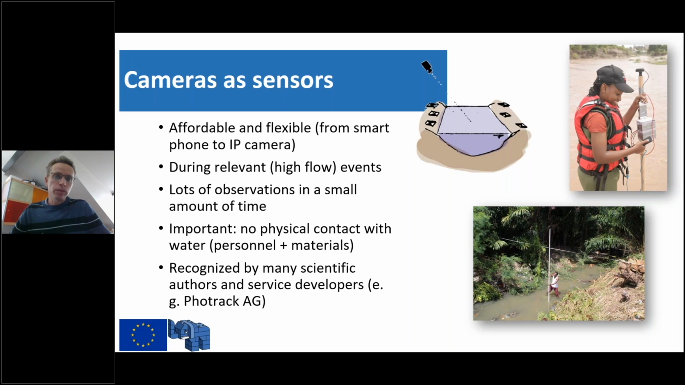But also important, especially in African conditions, we try to work in Africa in this project also, is that the physical contact between personnel, materials, and the water, you have to also reduce that as much as possible. And so I've seen rivers in semi-arid areas, rivers can be very low, but then suddenly they can also become very high and fast flowing. So it's actually quite hard, if not dangerous, to measure in those conditions.